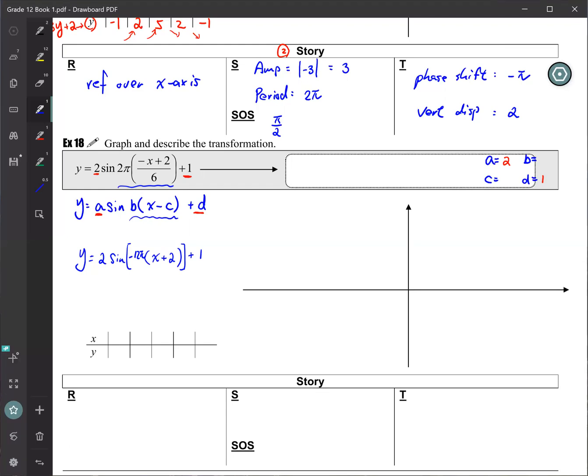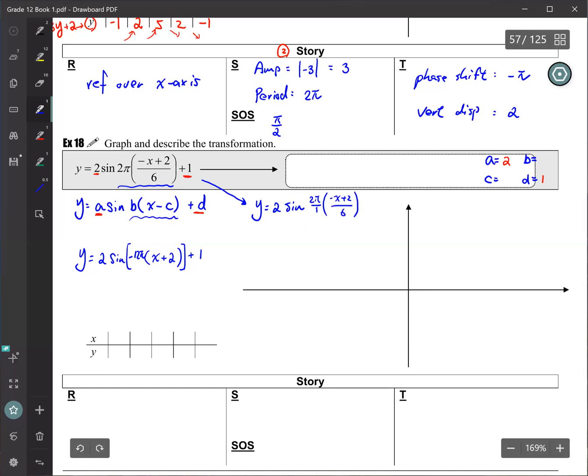I guess you guys don't want to share too much for this one. This one is a bit confusing. So let's break it down slowly, one by one. A and D is pretty easy, so I'm going to just copy it first. Now the thing inside. I'm going to start by writing the 2 pi as 2 pi over 1. It's the same. And then inside you have negative x plus 2 over 6, and then plus 1.